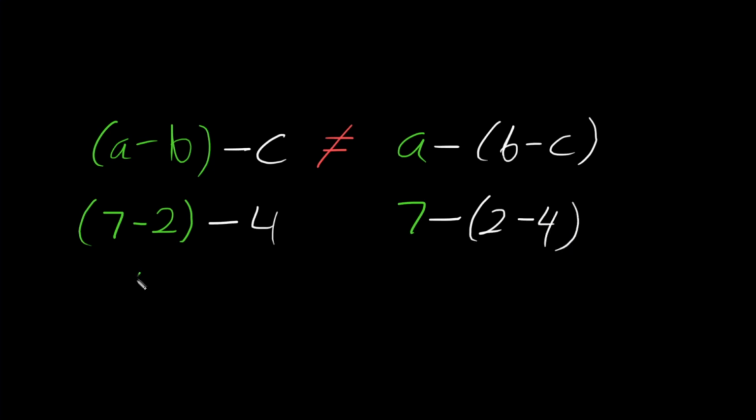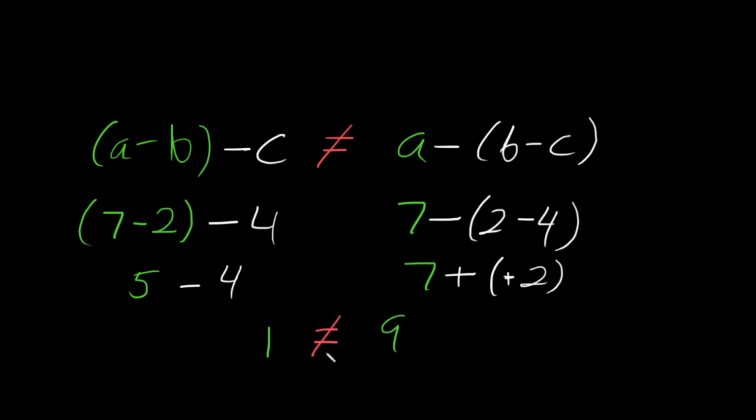7 minus 2 gives us 5. Subtract 4. On this side, we have the 7, and we have to subtract 2 minus 4, which would be done first. 2 minus 4 is a negative 2. So we're subtracting a negative 2, which of course means we're going to add a positive. Therefore, on the left side, we have 5 minus 4, which equals 1. On the right side, 7 minus negative 2, which becomes plus positive 2. That means we end up with 9. Clearly, these are not equivalent.